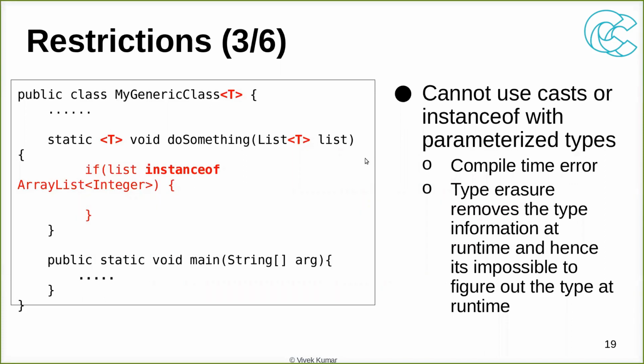So type information gets lost. So again, you cannot do these kinds of comparisons. Sir, when you say that this T gets erased, so what does that mean?